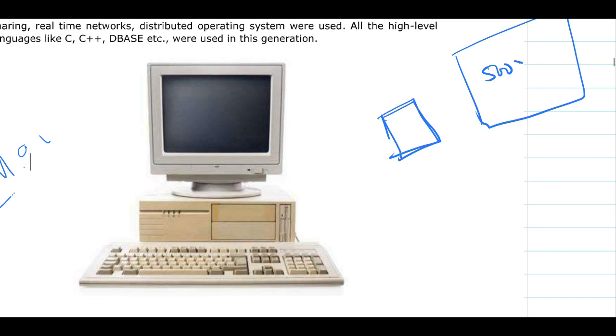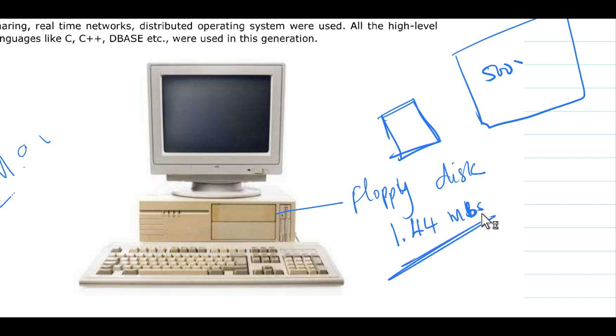I don't know if you have ever heard, but we used to have something called a floppy disk. In the old days, it had a size of 1.44 megabytes. So talk about small memory. Personally, I found these computers in use when I was in high school. We used to have this floppy disk. A small box here, we put the floppy disk there, and you save some information there. So in this generation, we got the idea of time sharing, real time networks, distributed operating systems, among others. All the high-level languages like C and C++ were used in this generation.